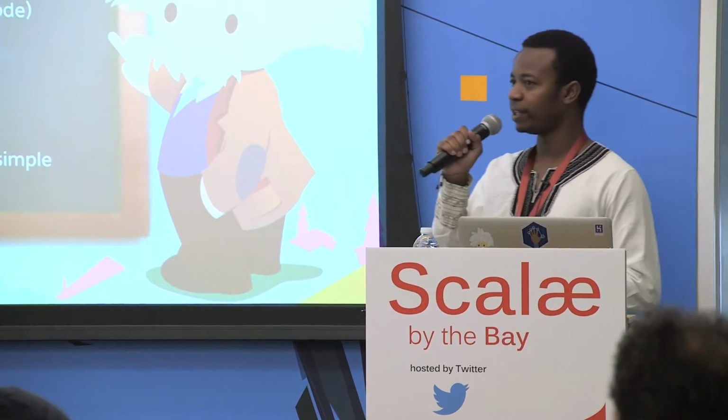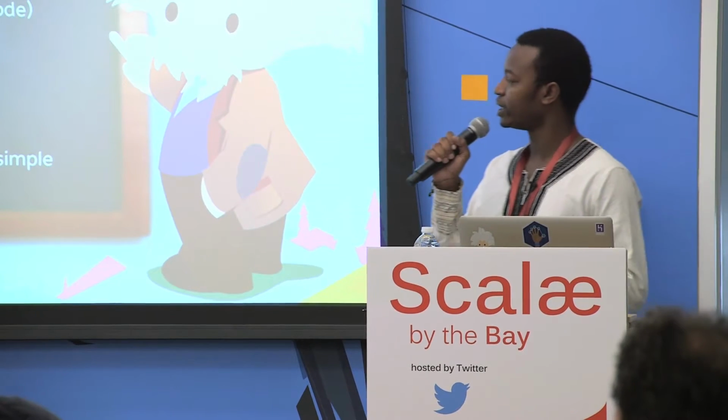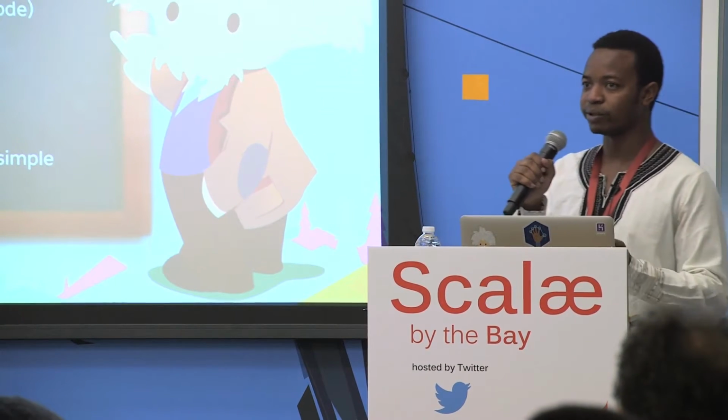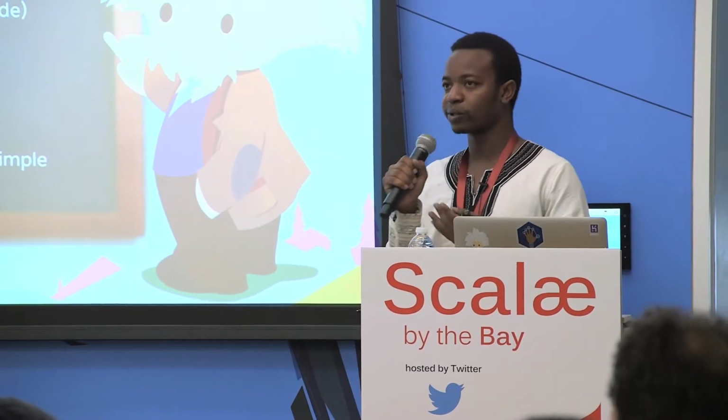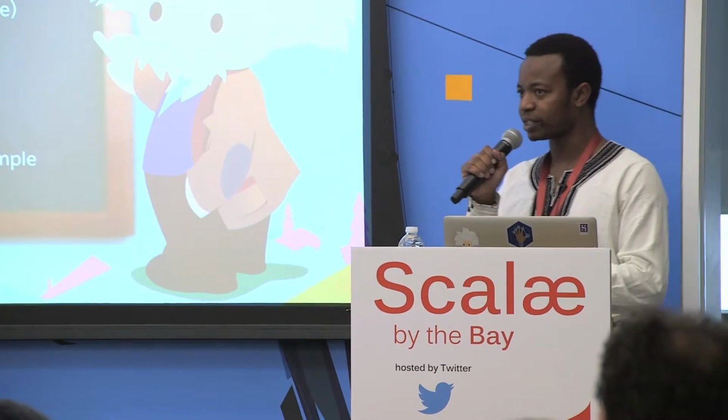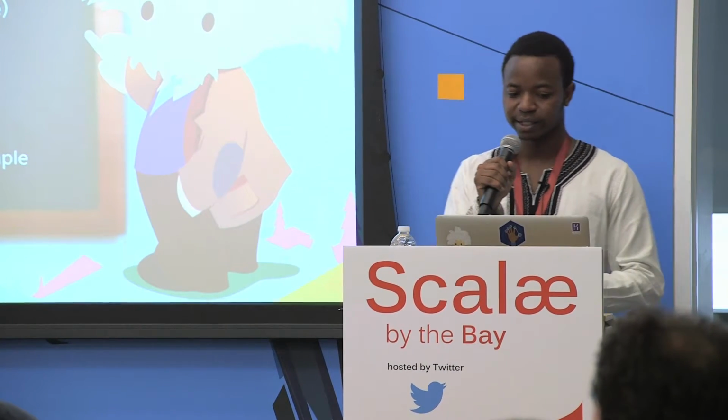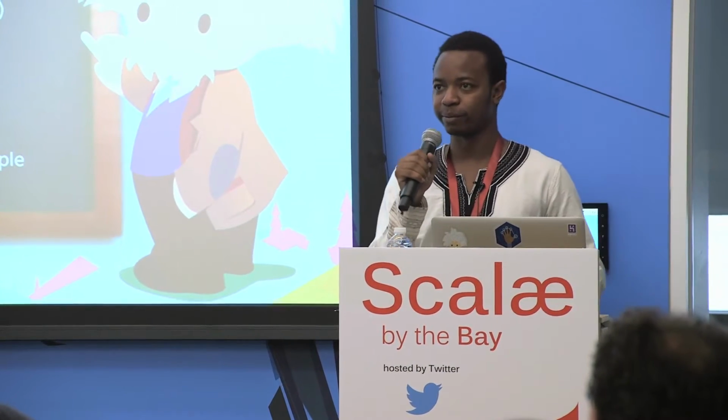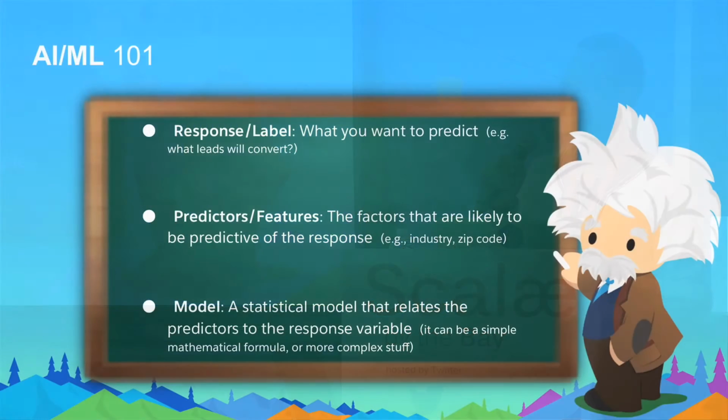Then the third most important thing is called a model. A model is a statistical representation of the real world which relates the features to the response that you're trying to predict. It can be very simple, like a simple mathematical equation, y = a + b: the likelihood for this person is their age times 0.5 plus their salary times 0-something. Or it could be something very complex. I am sure some of you have heard the buzzwords convolutional neural networks, deep learning, and stuff like that.